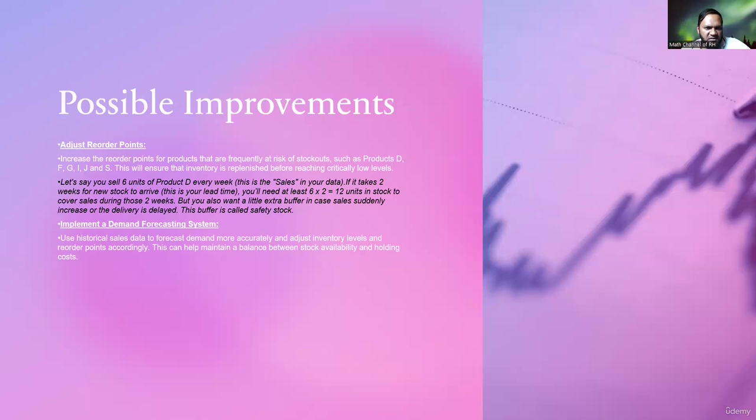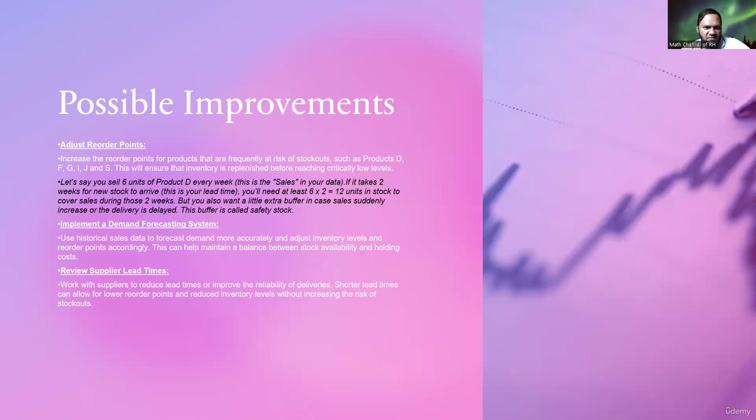Implement a demand forecasting system. Use historical sales data to forecast demand more accurately and adjust inventory levels. So as you're running your business, from time to time, you will have much data available. And for different types of products, you will see what are the inventory levels which keep your inventory levels safe. And according to that, we are going to adjust the inventory levels in the future so that we do not run out of the products. That will be a stock out risk.